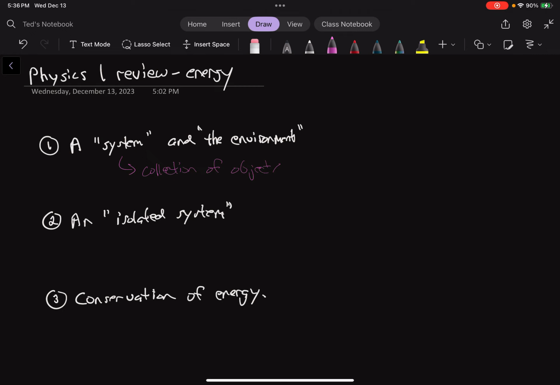Okay, and then the other word that we have is environment, and the environment is everything else. If it's not part of the system, then it's part of the environment. Okay, the environment is everything other than the objects that are part of the system. Okay, so that brings us to the concept of an isolated system.